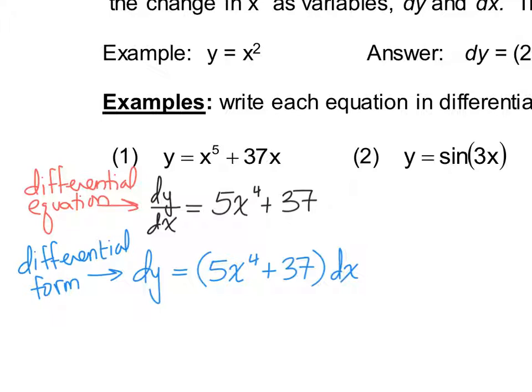So on a minuscule level, a smidge of change in the y direction is related to this product of the expression 5x to the fourth plus 37 and whatever the smidge of change is in the x direction. So what we created is some kind of proportional relationship. It tells us that the product of these two things will give us a value that represents the smidge of change in y. In theory, what is it really telling us? We're just multiplying two things.